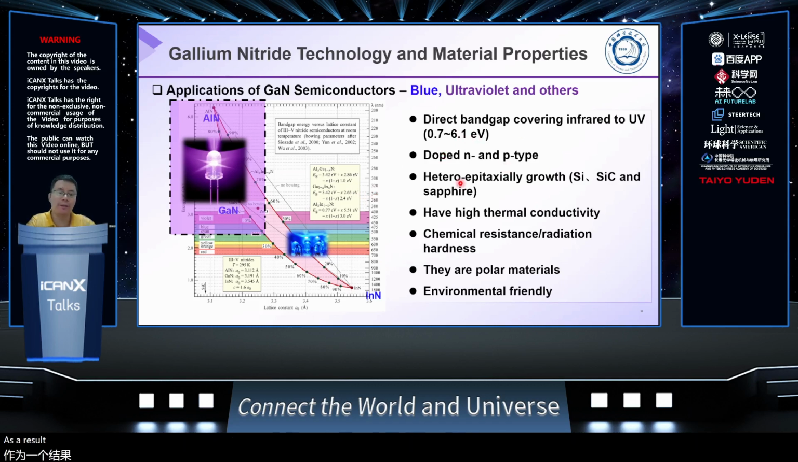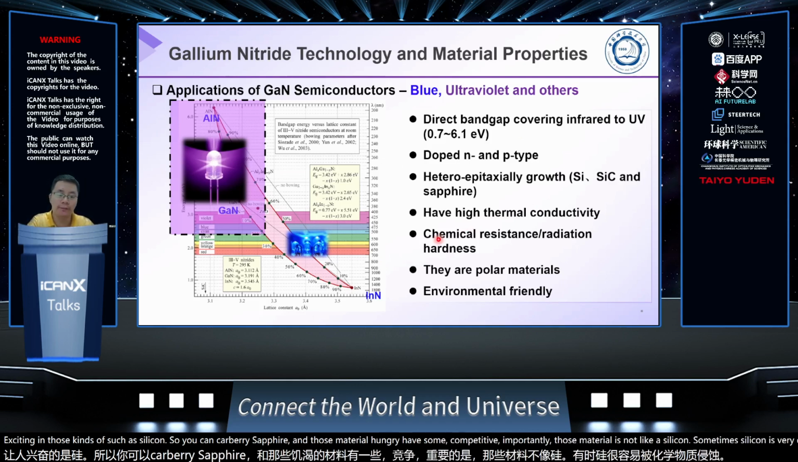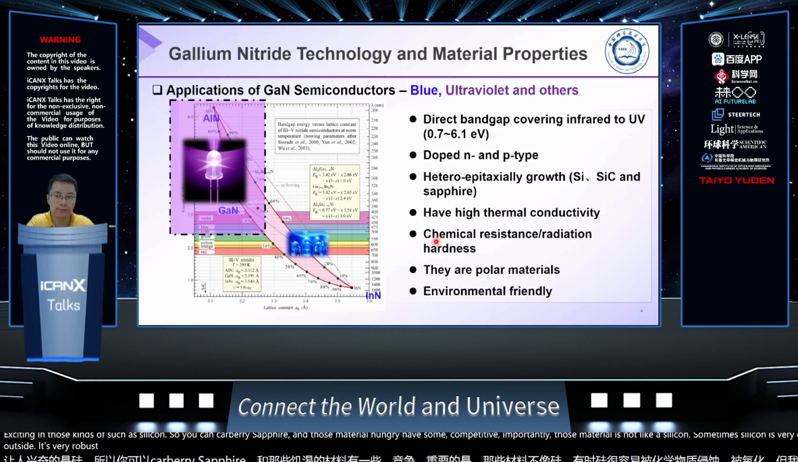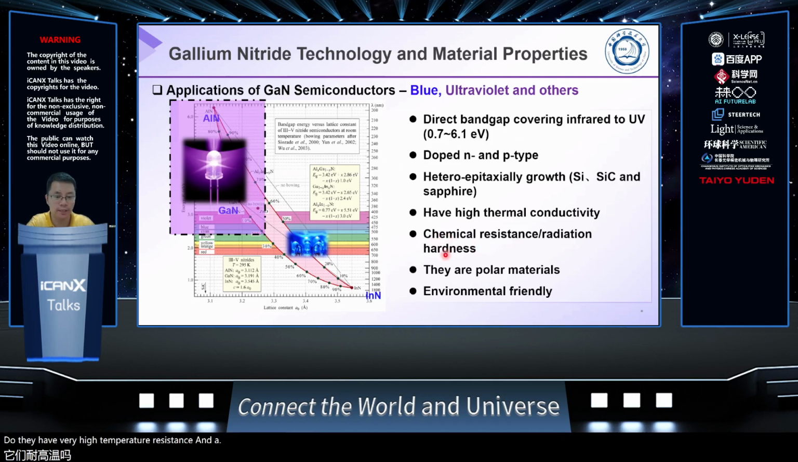As a result, we can make all kinds of light emitting or optoelectronic devices, and those materials can be grown heteroepitaxially on many kinds of substrates, such as silicon carbide and sapphire, which have very high thermal conductivity. Importantly, those materials are not like silicon. Silicon is very easy to be etched by chemicals and get oxidized, but gallium nitride, or the nitride material, is very robust. They have very high chemical resilience and radiation hardness.